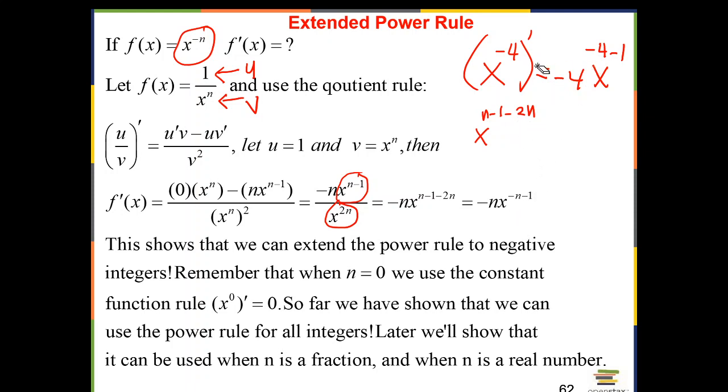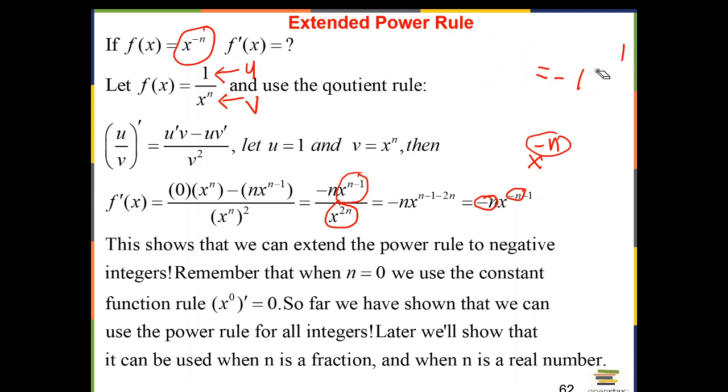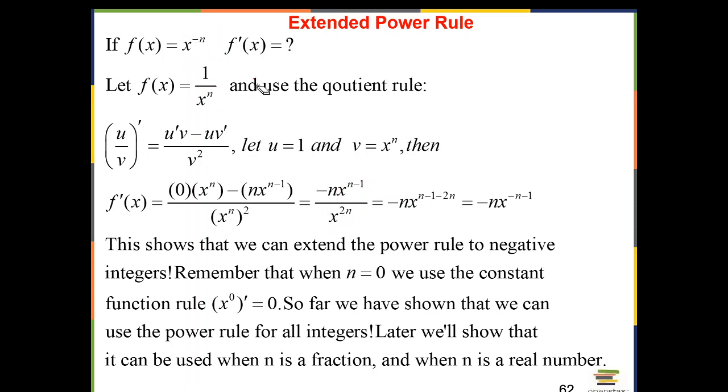But notice it's the same structure, right? We started with x to the negative n. We got negative n here. We brought it to the front, before it. And then we took negative n and subtracted 1, right? So that means, yes, this formula works for negative exponents, right? Basically, x to whatever number, prime, would be that number, and then x to that number minus 1, right?